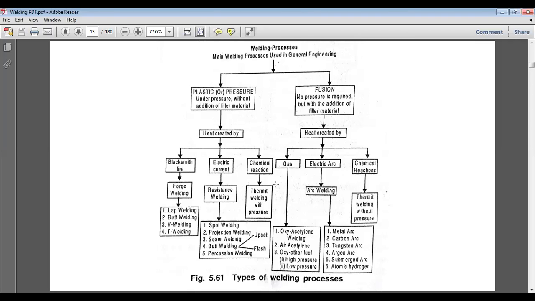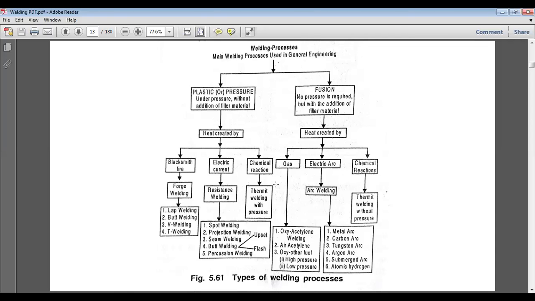The first type is blacksmith fire, as we normally do in a furnace. Then second is electric current. Then chemical reactions are there. In chemical reactions, we mix two chemicals such that there is an exothermic reaction, and this way heat is produced, and this heat is utilized as coalescence. As we discussed earlier, coalescence is the heat of fusion, or the basic heat that is required for welding. So coalescence is produced by chemical reaction also. So these are the three types of basic heat created in plastic or pressure welding.